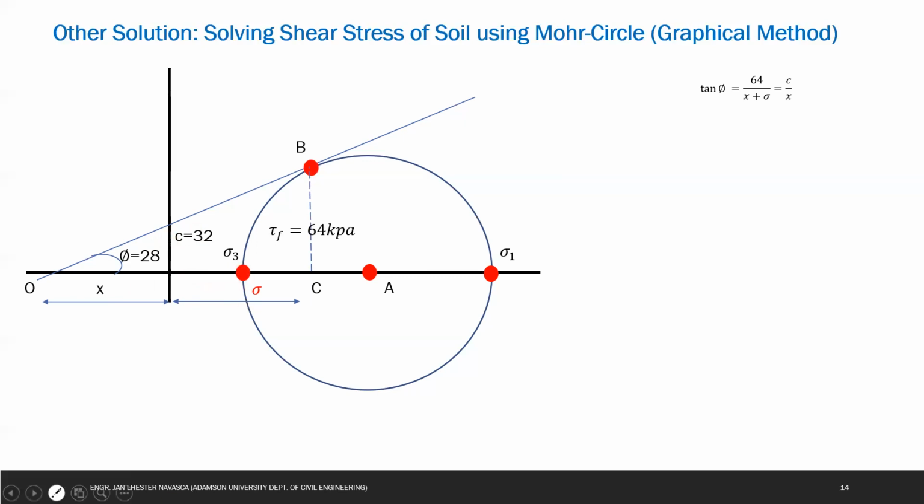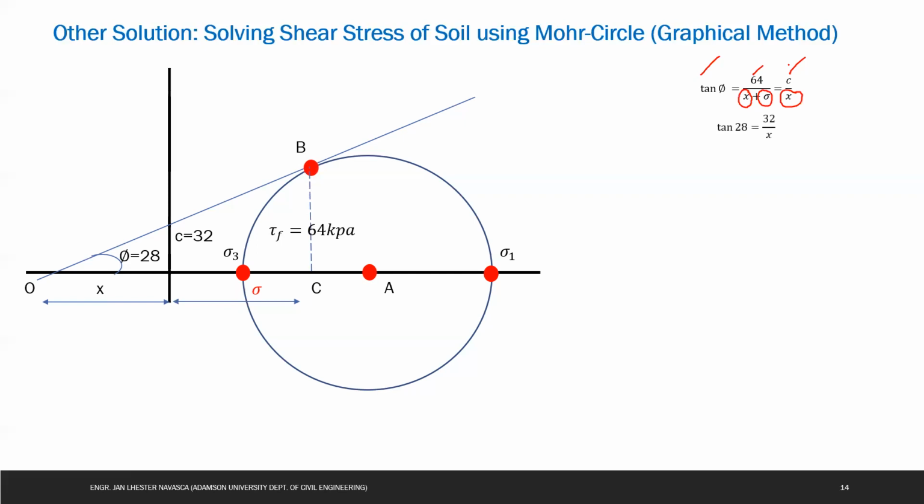So katulad ng kanina, we need to solve for x. Then solve natin yung phi. So since tangent phi, makukuha natin to. Then ito c, meron na tayong value. Your value of tau sub f, which is 64, you have this value. So we have two unknowns. We have x and sigma. So in order for us to solve for sigma, kailangan muna natin ma-solve yung value of x.